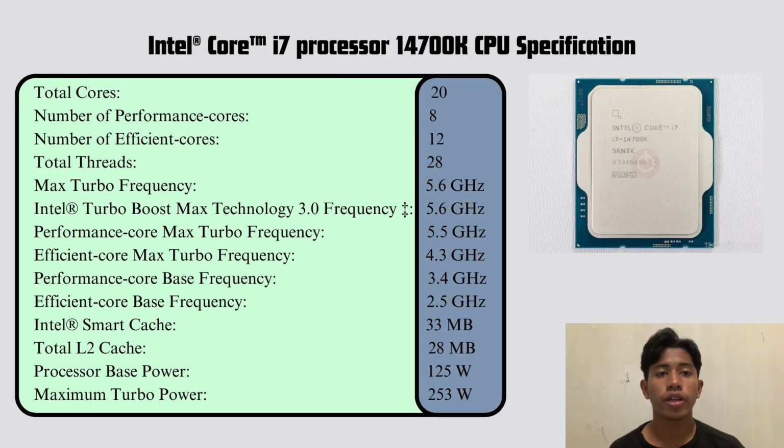So this is the specification of Intel i7 14th generation. As we can see, this is the list of specifications contained in the Intel i7 14th generation. So we move into the next part.